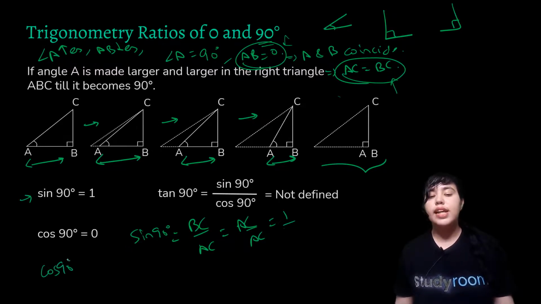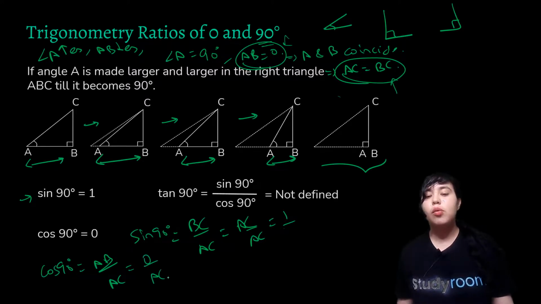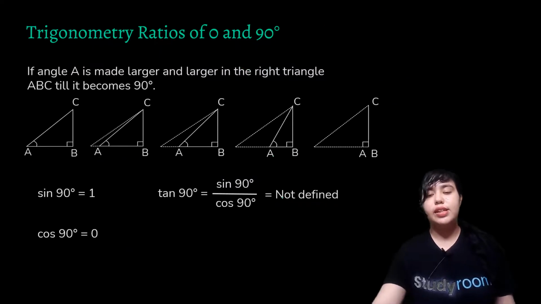Then we have cos 90 degree. What is the adjacent side to angle A? AB upon the hypotenuse AC. Here we see that AB becomes equal to 0, so 0 upon AC is 0. Tan 90 is sin 90 upon cos 90, that is 1 upon 0. Anything divided by 0, is it defined? No, it is not. So not defined.